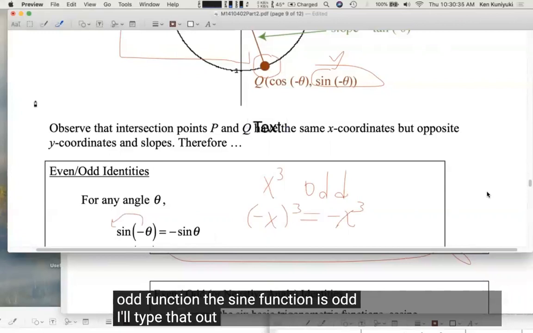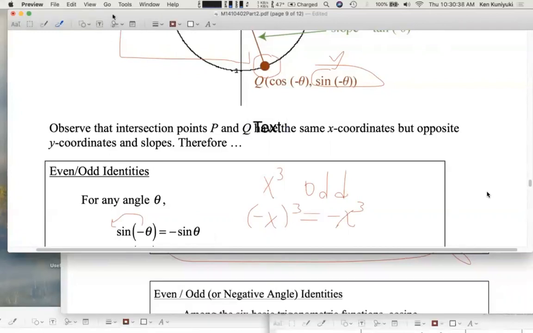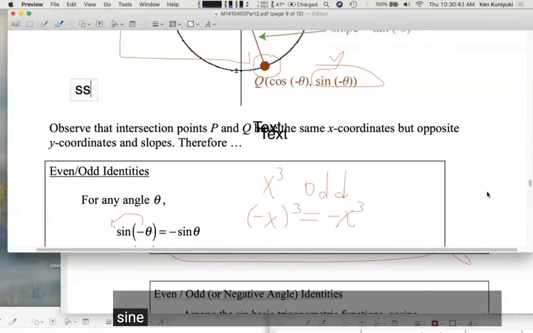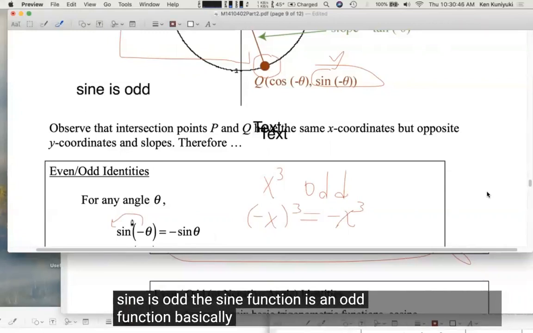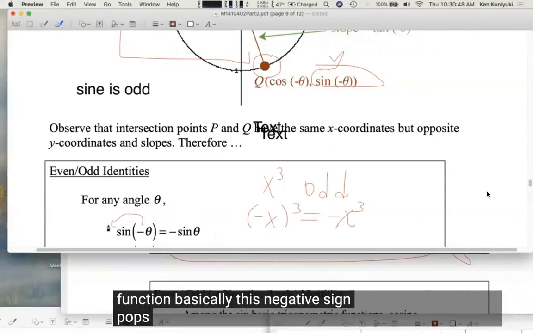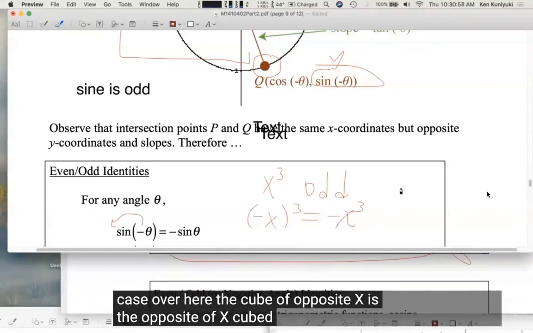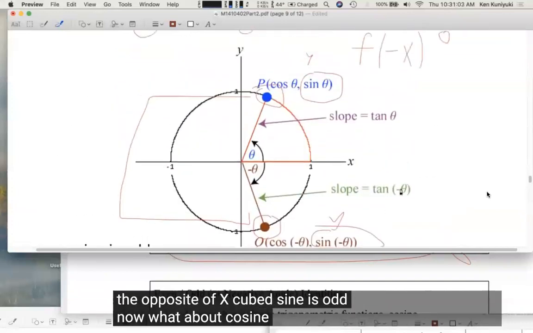Sine is odd. The sine function is an odd function. Basically, this negative sign pops out, kind of like for the x cubed case over here. The cube of opposite x is the opposite of x cubed. Sine is odd. Now, what about cosine?